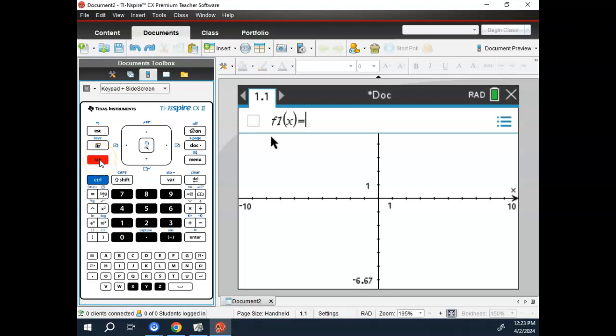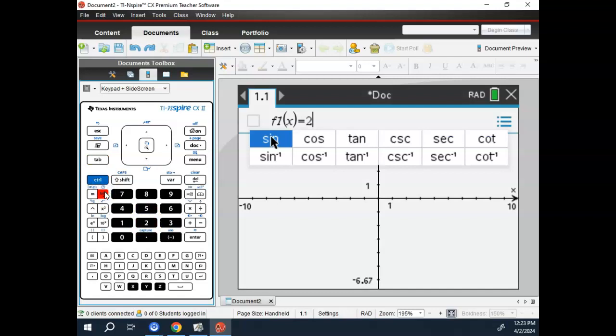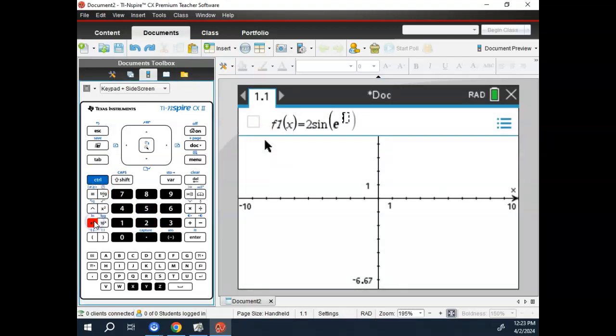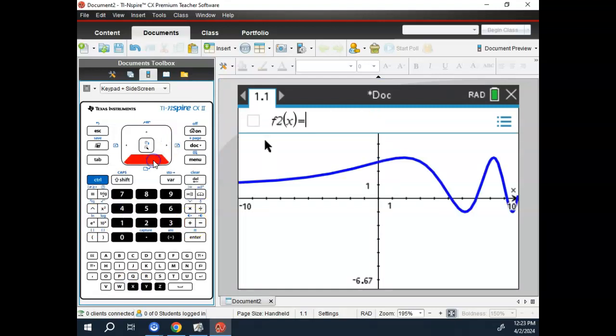All right, let me do this again. 2 times the sine. If y'all don't have this done by the time I get done, it's going to be sad. Times e to the x divided by 4 plus 1. You can also just arrow down and then F2.